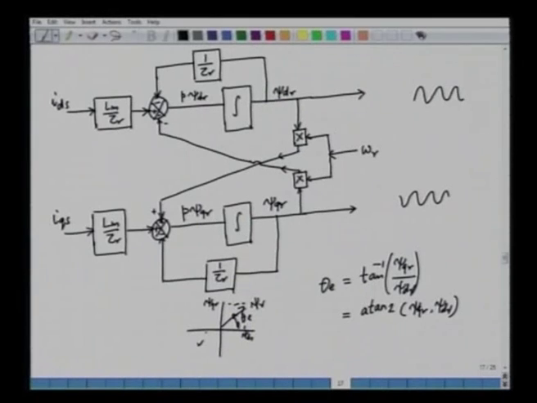If both are negative, they are in the third quadrant. If suppose psi dr is positive, but psi qr is negative, it is in the fourth quadrant, and so on. So, this is the current based estimator.